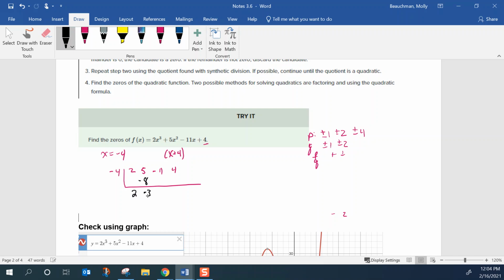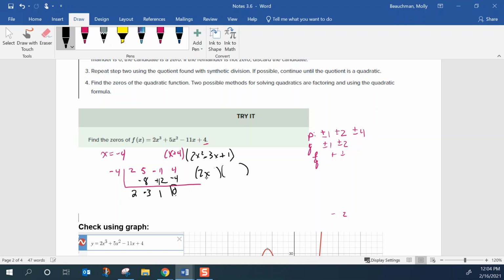5 minus 8 is -3, times -4 is positive 12. We end up with 1 times -4 is -4. We end up with a remainder of 0. So once we divide by x plus 4, we're left with 2x squared minus 3x plus 1. Then factor that expression.